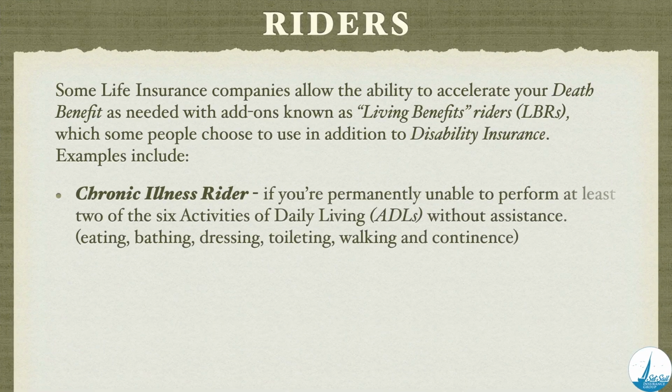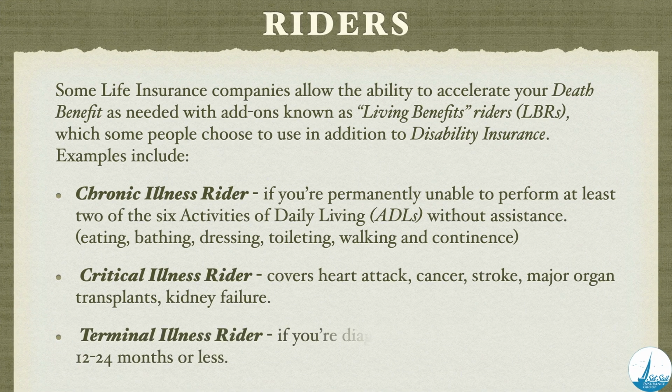Riders. Some life insurance companies allow the ability to accelerate your death benefit as needed with add-ons known as living benefits riders, or LBRs, which some people choose to use in addition to disability coverage. Examples of these riders include the chronic illness rider, if you're permanently unable to perform at least 2 of the 6 activities of daily living, or ADLs, without assistance. The critical illness rider, it covers heart attack, cancer, stroke, major organ transplants, and kidney failure. And finally, the terminal illness rider, if you're diagnosed with life expectancy of between 12 and 24 months or less to live.